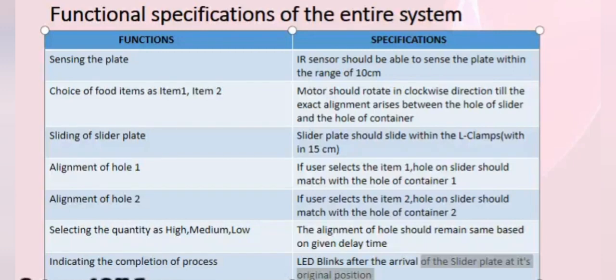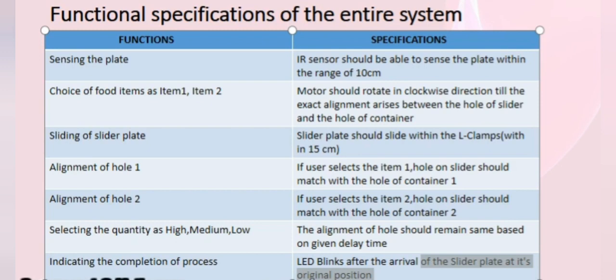Now, coming to the functional specifications of the entire system. Functions and its specification. First function is sensing the plate. The IR sensor should sense the plate within the range of 10 cm. Choice of food item as item 1 and item 2. Motor should rotate in clockwise direction when the choice is food 1 and in the anti-clockwise direction when the choice is food 2.